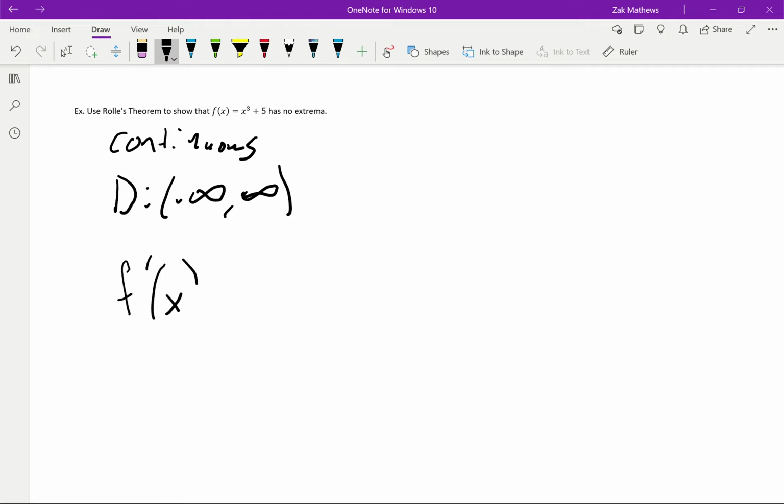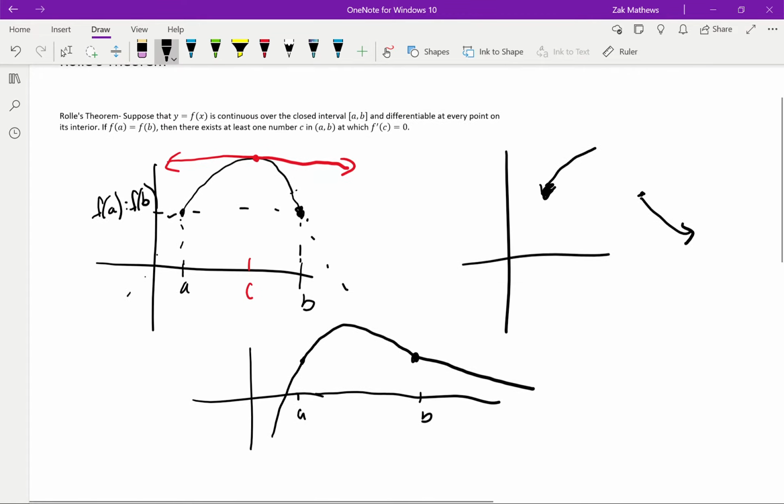I take the derivative of my function. It's 3x squared. So if this derivative is ever equal to 0, that is a good place where this thing could be turning around. Keep in mind, Rolle's theorem does not say that if the derivative is equal to 0, then f of a is equal to f of b. It's saying if f of a is equal to f of b, then we know that the derivative somewhere between is 0, but the other direction is not true.